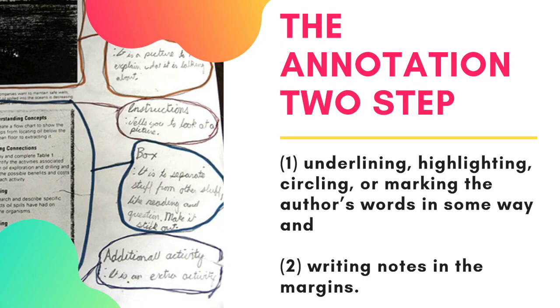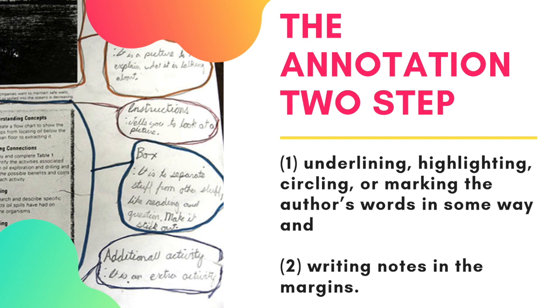Annotation is a writing to learn strategy. It consists of writing explanatory notes and critical commentary to yourself. When you annotate, you write on or mark the text to indicate its special importance. Annotating consists of 2 steps. 1, underlining, highlighting, circling, or marking the author's words in some way. And 2, writing notes in the margins.